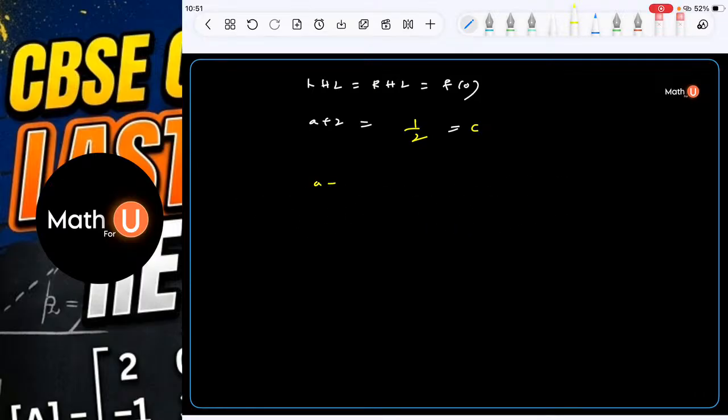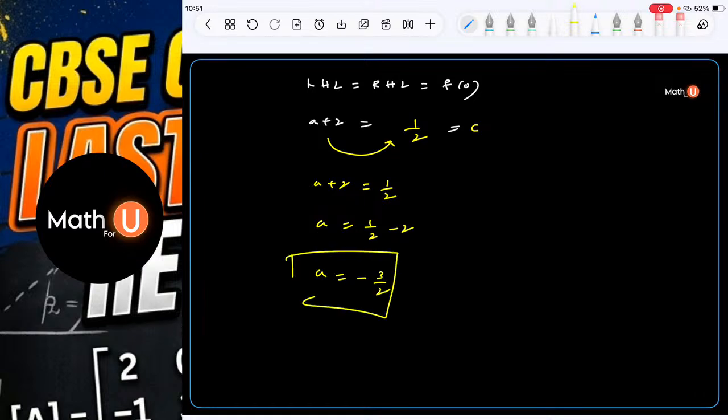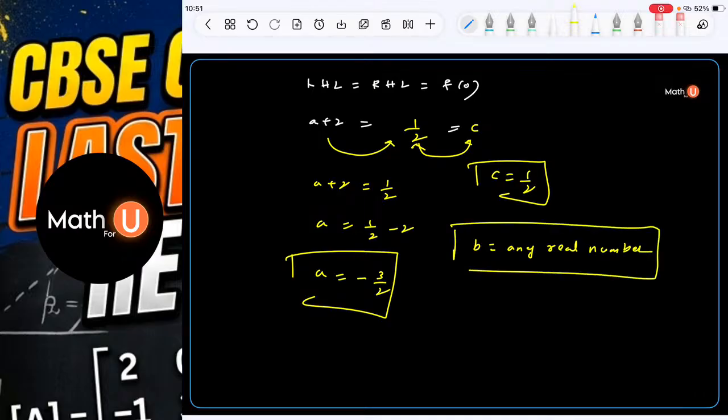Now I will equate these two. We get a plus 2 is equal to 1 by 2, a is equal to 1 by 2 minus 2, we get a is equal to minus 3 by 2. And C is equal to 1 by 2. But B is not there, which means B may be any real number. Okay, these are the values of A, B and C. This is the correct answer for A, B and C.